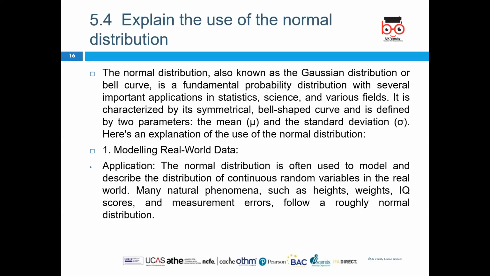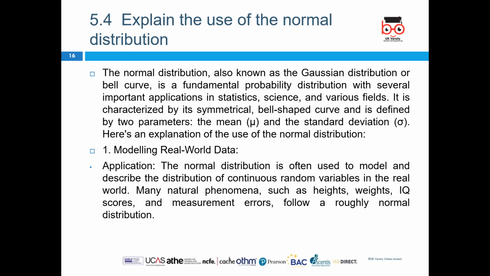So the next one is explain the use of normal distribution. We have studied binomial distribution, we have studied different types of probability distribution. Now we look into normal distribution. The normal distribution is also known as Gaussian distribution or a bell curve. So bell curve is the more commonly used term. It is a fundamental probability distribution with several important applications in statistics, science, and various fields. It is characterized by its symmetrical bell-shaped curve and is defined by two parameters, the mean and the standard deviation.